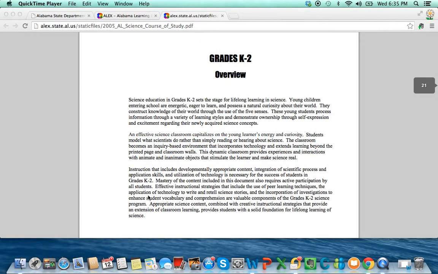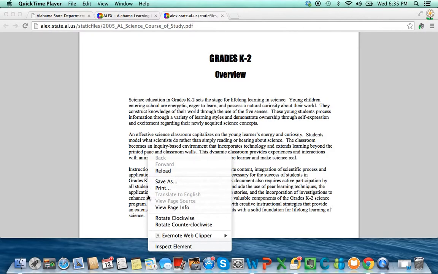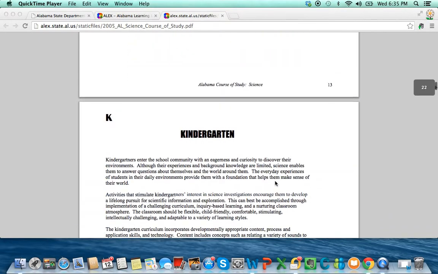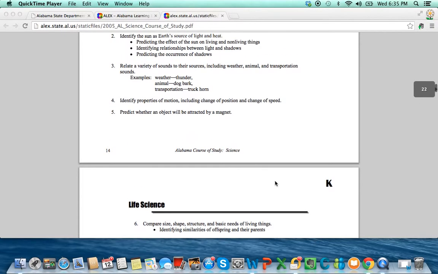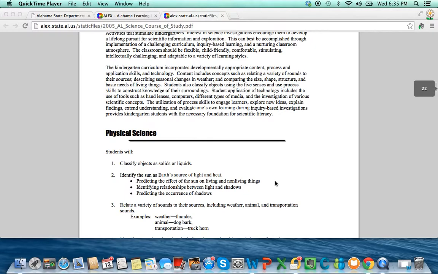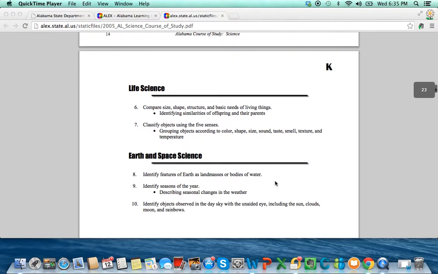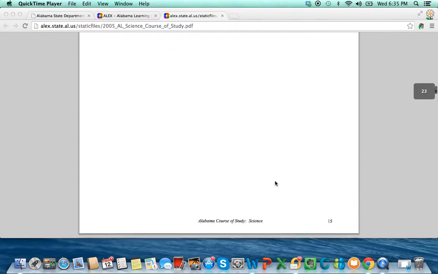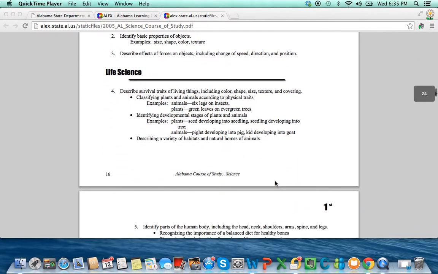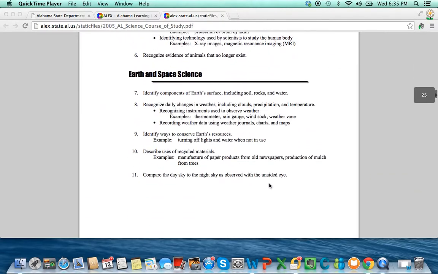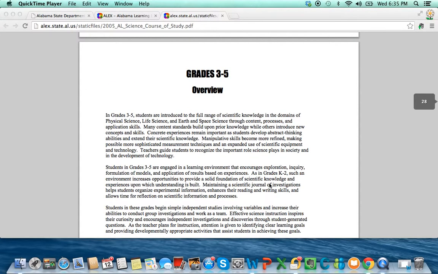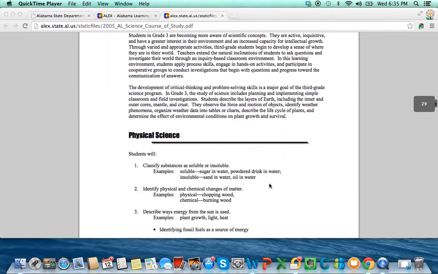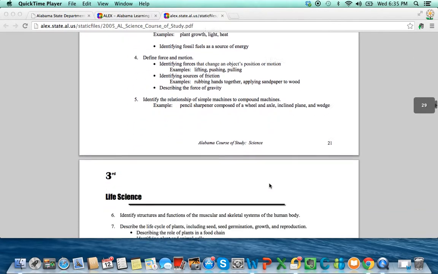Now we get into the actual standards themselves, and they're presented in grade bands. For example, here's the kindergarten through second grade overview, and then following that are the kindergarten standards. And just FYI, please notice that in the elementary standards, there's always some physical science standards, some life science standards, and some earth space science standards. Here are the first grade standards. Notice physical, life, earth, space. Second grade standards. Then we come to the 3-5 band. And please notice that we're getting more standards here.